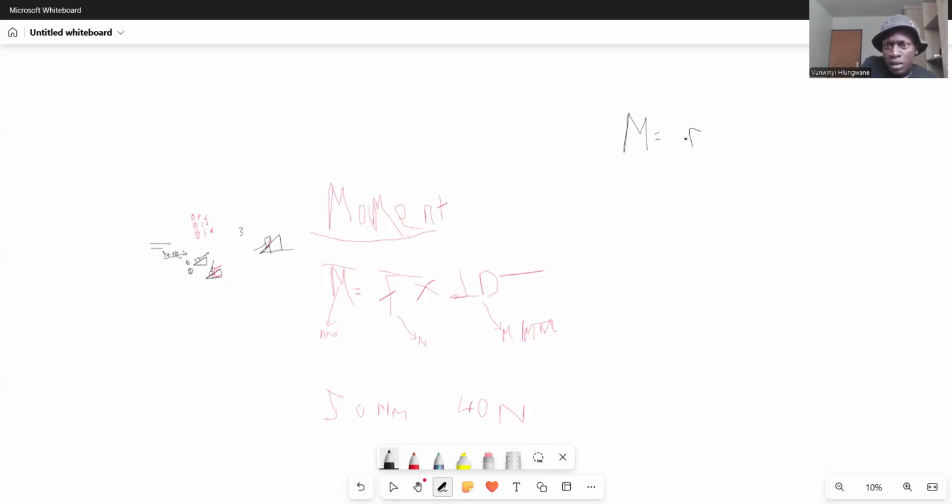This formula must stay. Multiplied by perpendicular what? Perpendicular distance. Multiplied by perpendicular distance. Okay, they gave us this one. Where there is M, I can substitute 50. Therefore, where there is F, I can substitute 40.